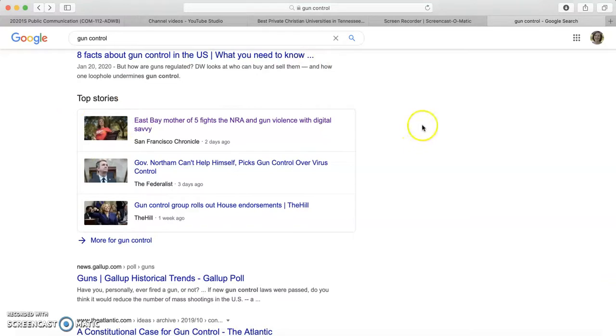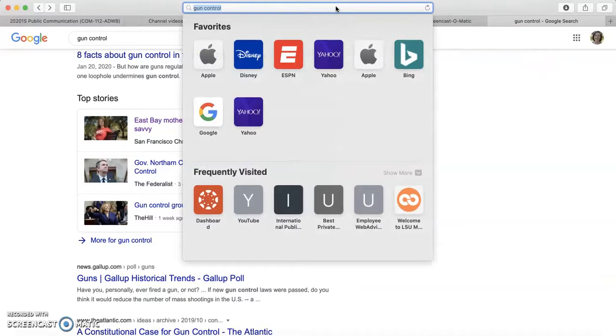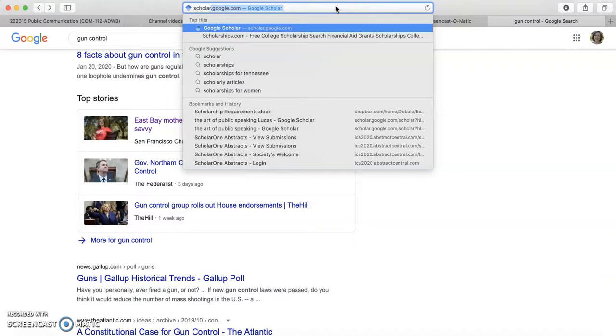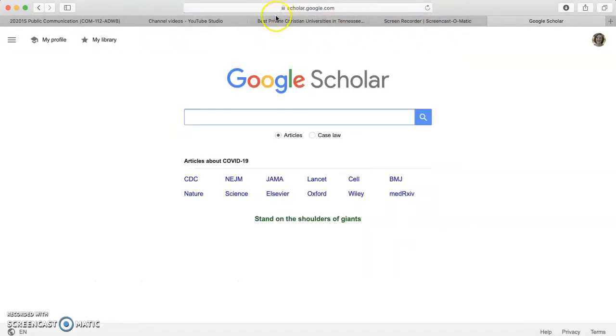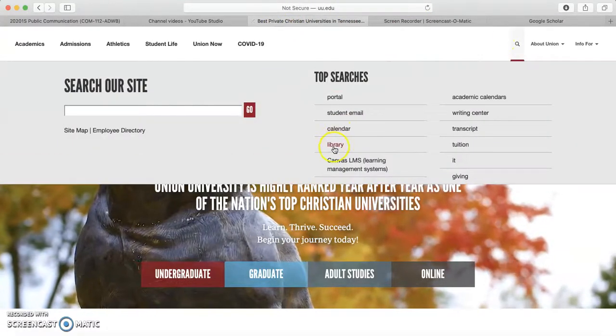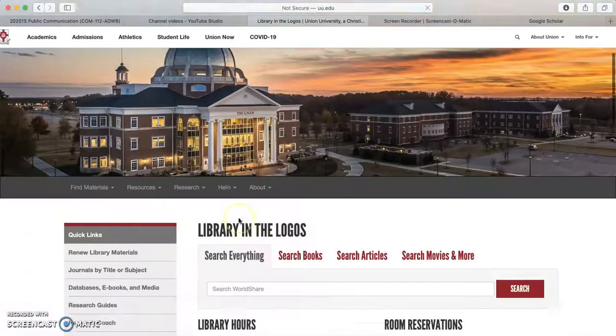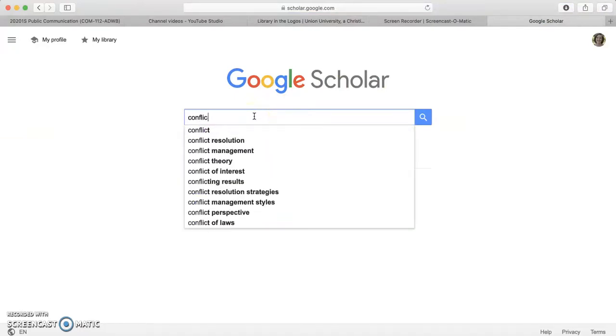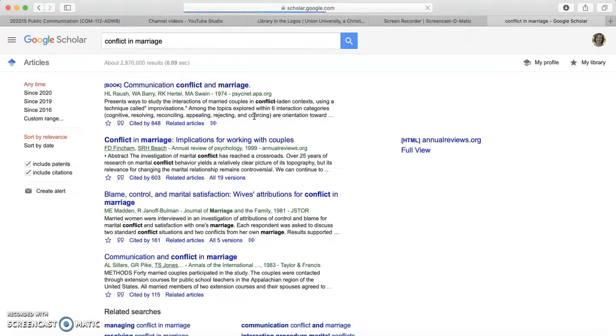Let's go through some surefire ways to find good sources. So moving past identifying not credible sources, let's talk through how to find some credible sources. What I like to do is go to Google Scholar, which is just scholar.google.com. And I also like to pull up this school's website and go to their library. I like to start at Google Scholar, and let's say I'm going to still look for conflict in marriage, and I'm going to come up with lots of sources.